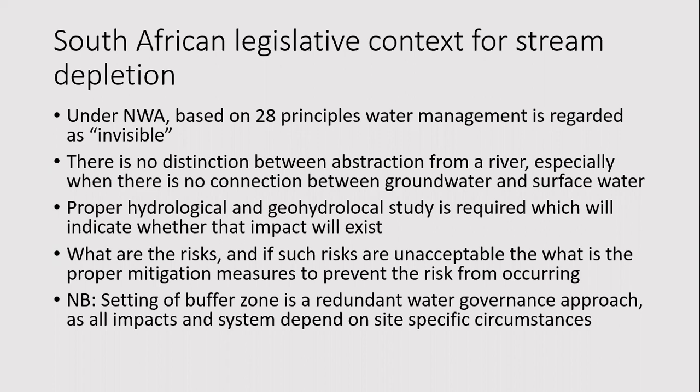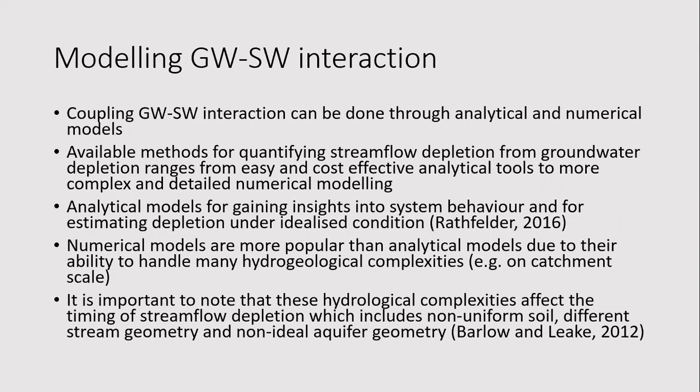So this brings me to modeling groundwater and surface water interaction. Just to give you a basic idea, the coupling of surface water and groundwater interaction can be done through both analytical or numerical models. Quantifying stream flow depletion may range from easy, cost-effective analytical models to more complex and detailed numerical models. The analytical model is very important because it gains insight into system behavior and estimates depletion under idealized conditions.